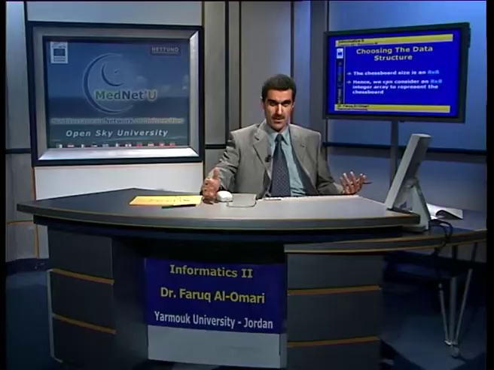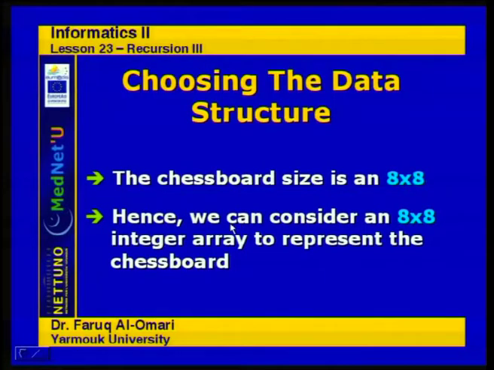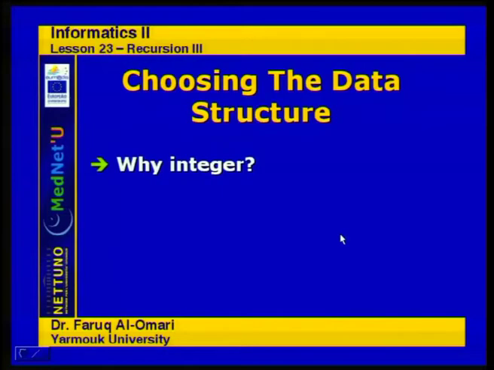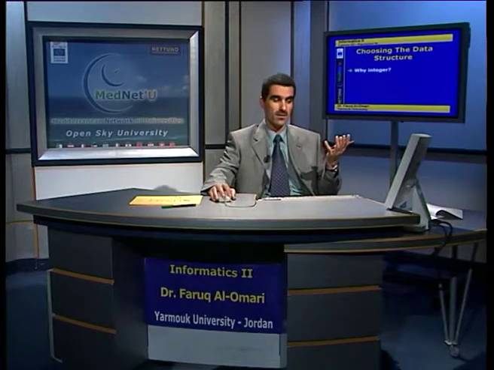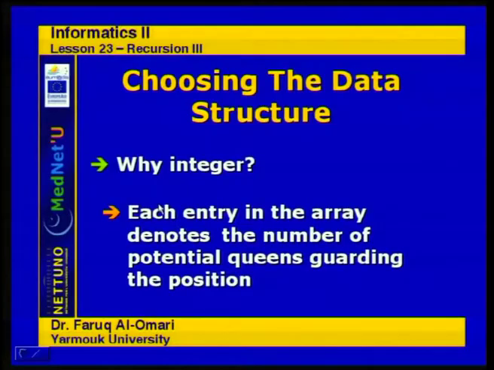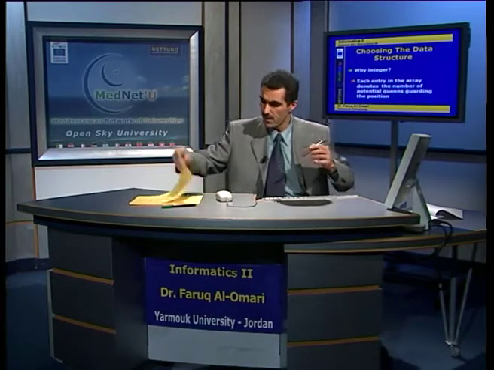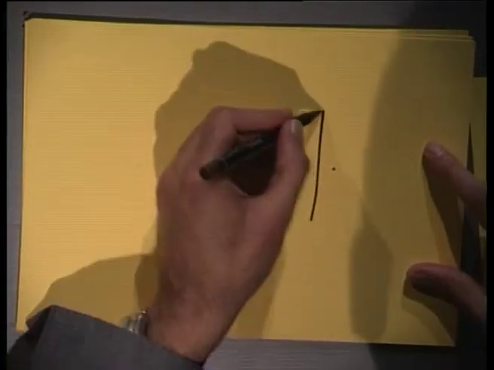So one possibility, and this is the straightforward way of thinking about it, is to consider an 8 by 8 integer array to represent the chessboard. Well, why integer? Why not Boolean? Let's say, yes, there is a queen, or no, there isn't a queen. Well, we need an integer because each entry in this 8 by 8 array denotes the number of potential queens guarding the position. I need to identify whether the position is guarded or unguarded, and on the chessboard, I need to know how many queens are guarding.